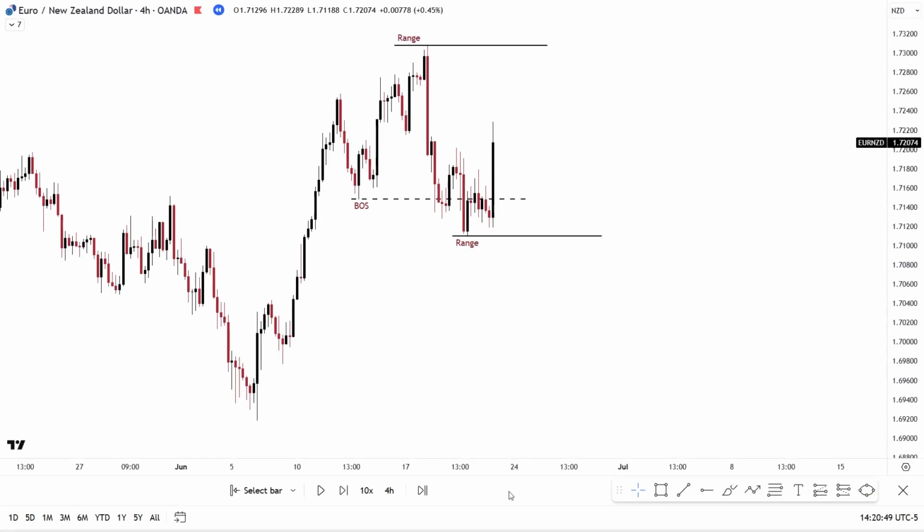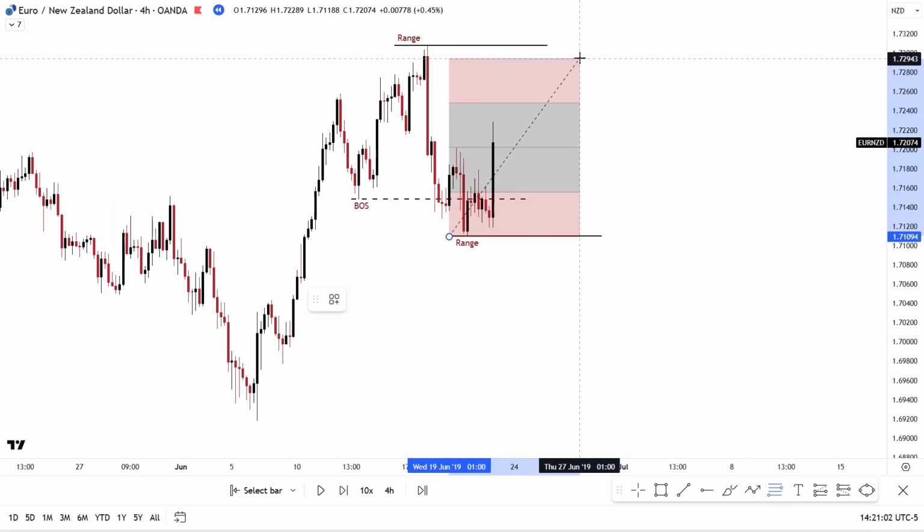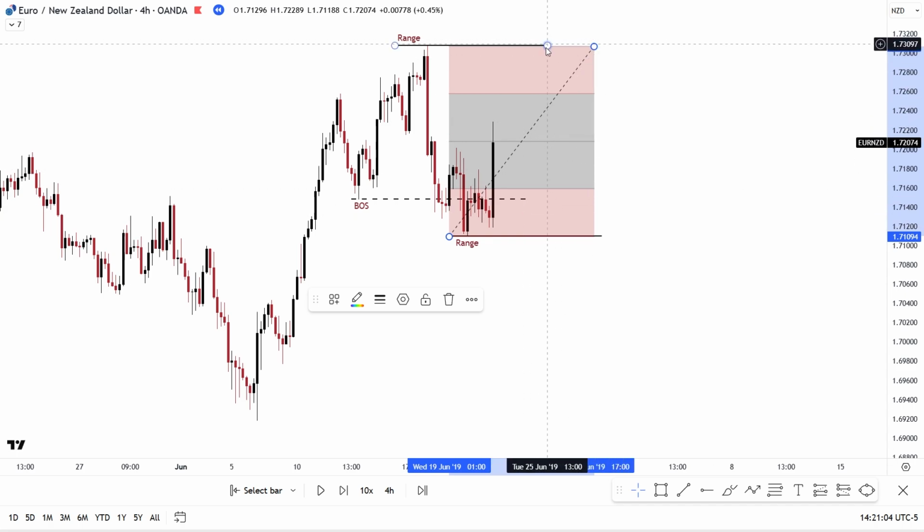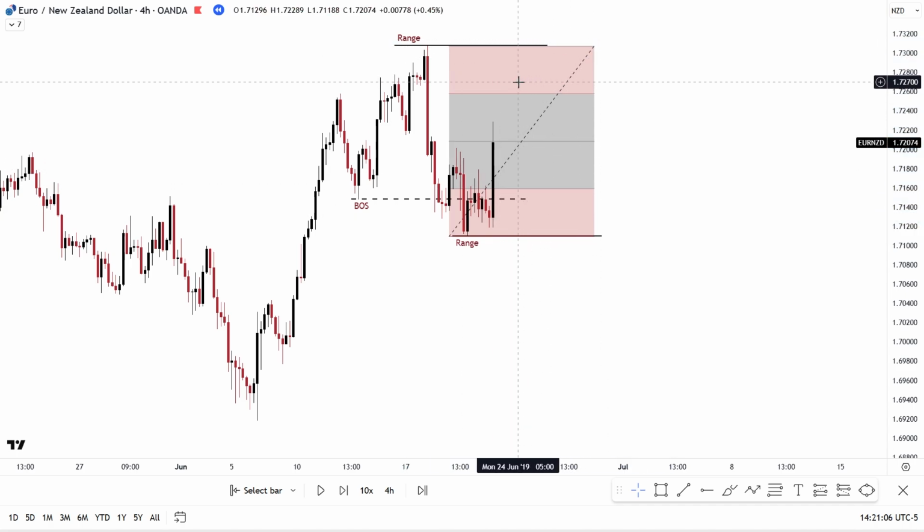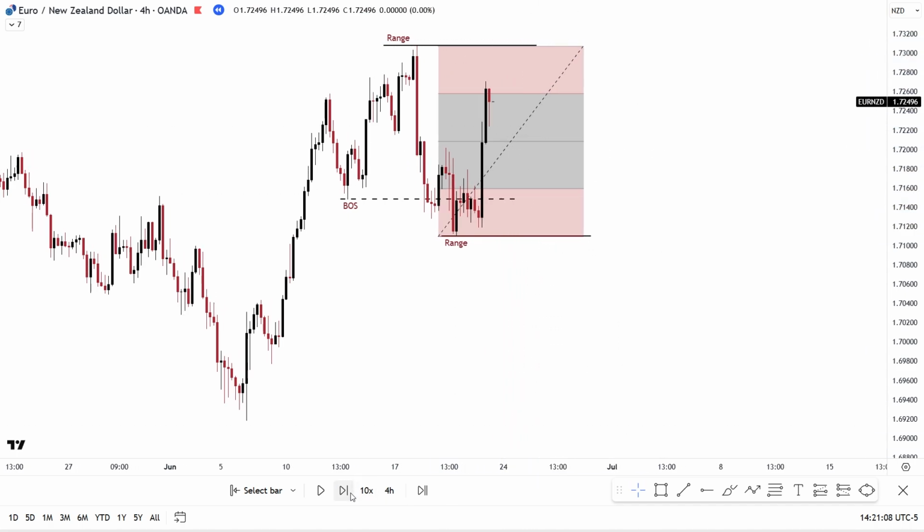So what are you waiting for during your pullback inside of your range? You're waiting for price to reprice from premium to discount or from discount to premium. So as you can see here, price broke structure to the downside. So you're looking to go from discount to premium. So you break your range into 4. Discount to premium, and you're waiting for price to reach premium and then sell off.